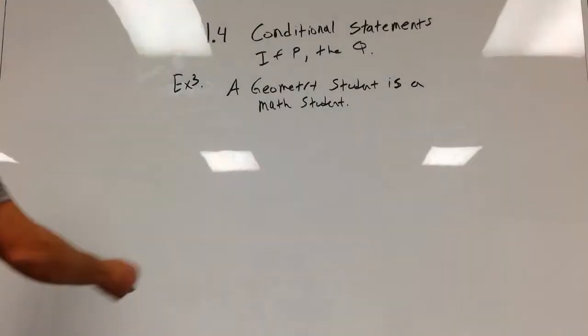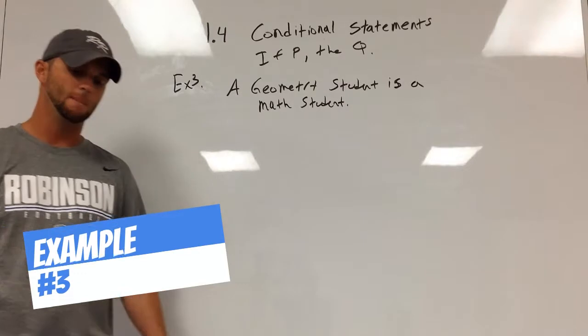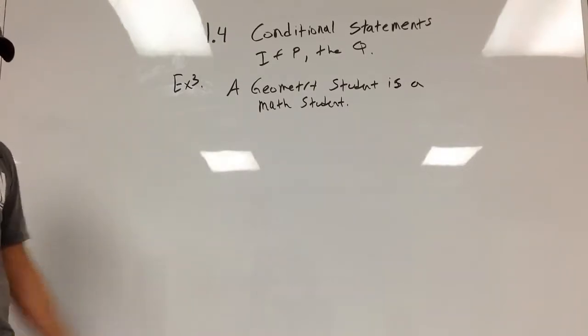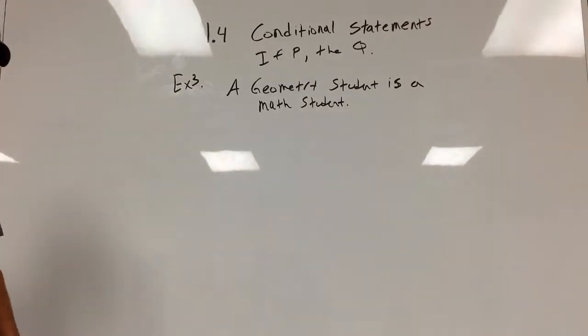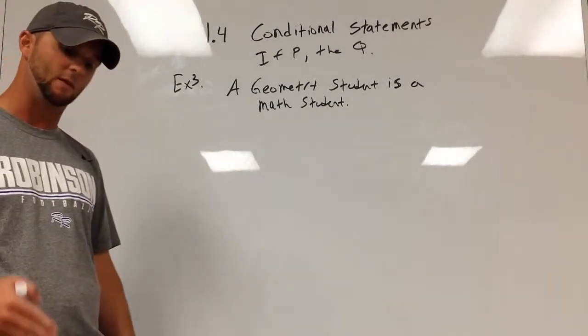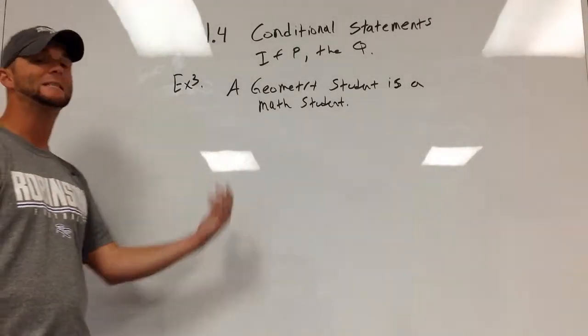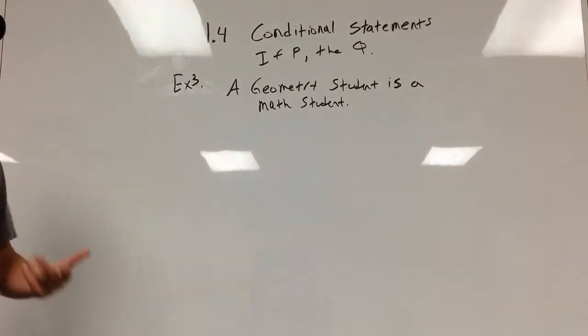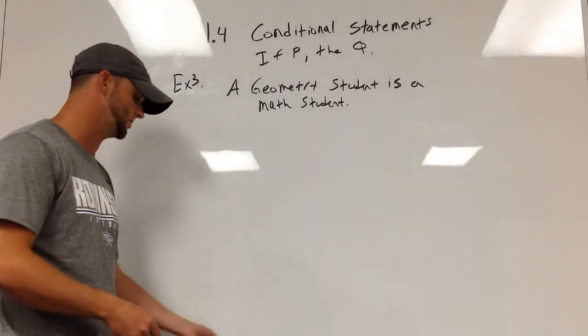Alright guys, let's look at example number 3. It says, a geometry student is a math student. It wants you to start by rewriting this statement as a conditional. It is not a conditional statement the way it is written because there is no if-then. Then it wants us to point out the hypothesis, the conclusion, and the truth value.